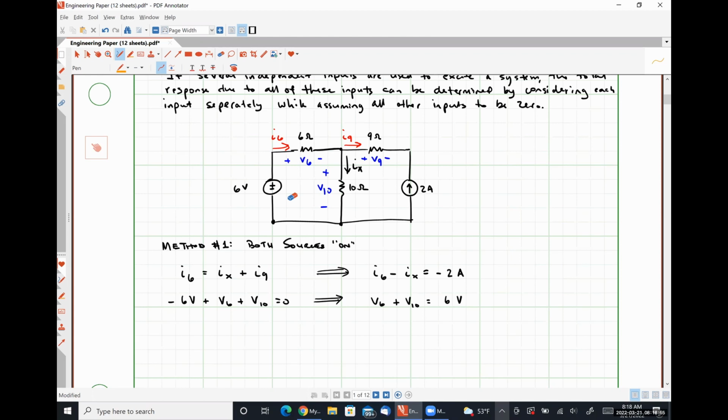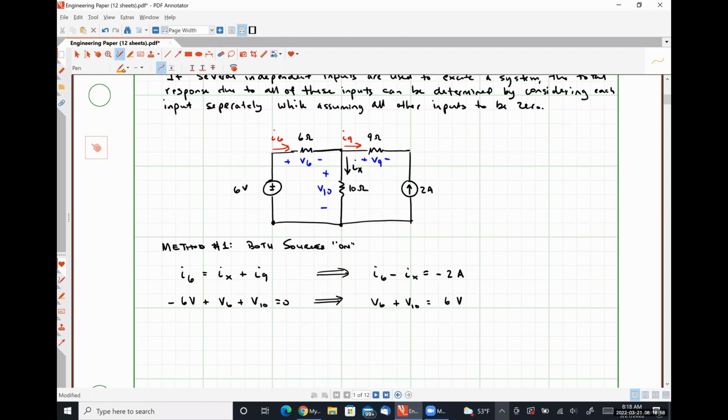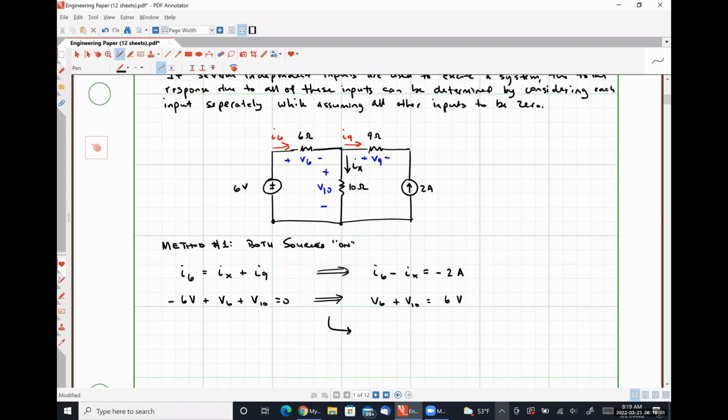So what I'm going to do is use Ohm's law to rewrite this equation, okay? So V6 would be 6 ohms times I6. V10 would be 10 ohms times Ix, and this is equal to 6 volts. And I now have a system of equations. Equation 1 and equation 2. 2 equations, 2 unknowns, which should allow me to solve for the quantities I6 and Ix. So let's use our calculators and solve this system.